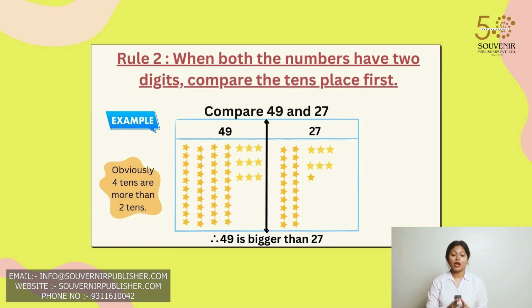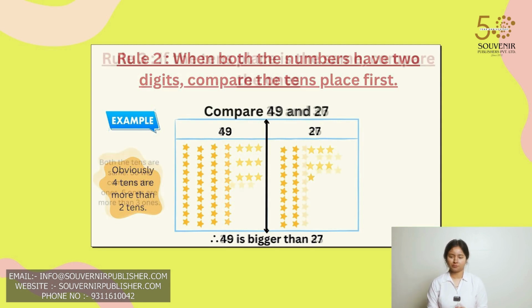Rule number 2. When both the numbers have 2 digits, compare the tens place first. Now we have to compare 49 to 27. Here at the tens place we have 4 and 2. Can you tell me which one is greater? Correct. 4 is greater. So 49 is a bigger number than 27. Now obviously 4 tens are more than 2 tens.